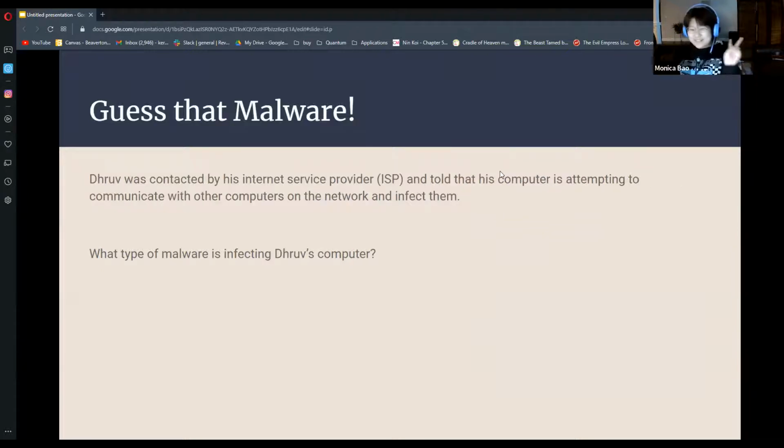So number 2, Drew was contacted by his internet service provider and told that his computer is attempting to communicate with other computers on the same network and infect them. What type of malware is infecting Drew's computer?